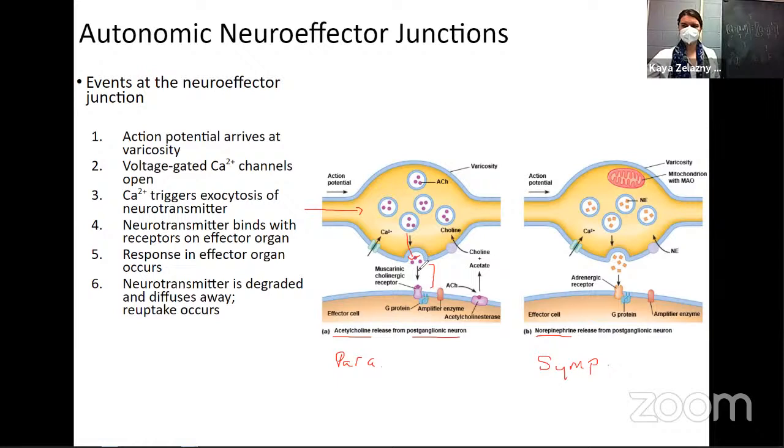We have this neurotransmitter crossing and binding onto a receptor, now on our effector organ rather than on another neuron. There's a response of some type, and then the neurotransmitter either diffuses away, gets broken down, or is taken back up into the varicosity. So that all works exactly the same between the parasympathetic and sympathetic neurons. The only difference is which neurotransmitter they're releasing.